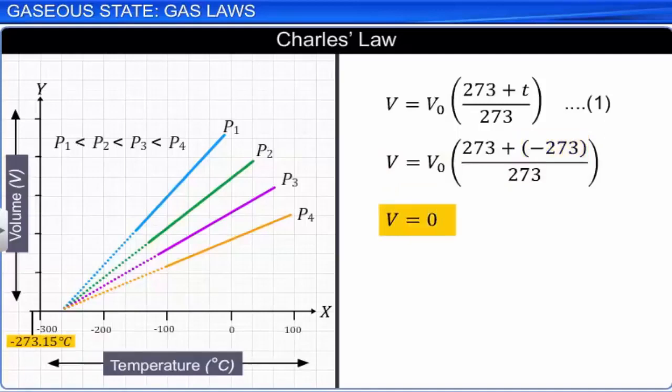The temperature minus 273 degrees Celsius is called absolute zero. This is the lowest temperature that can ever be reached. At this temperature, the molecular motion of gases will stop and will cease to exist.